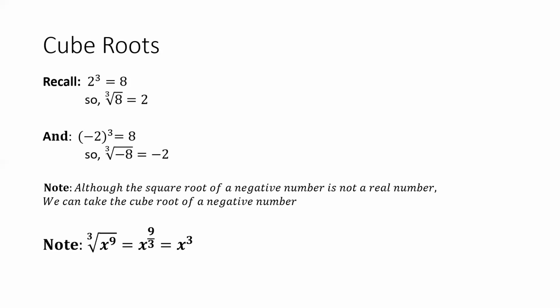Which again is just what I just said. And now when we're dealing with variables, it's a very similar process. Instead of dividing by 2, we divide the powers by 3 now. So the cube root of x to the 9th is 9 divided by 3, which gets me 3. So x to the 3rd.